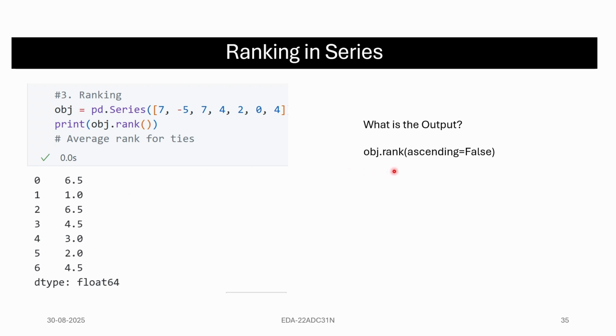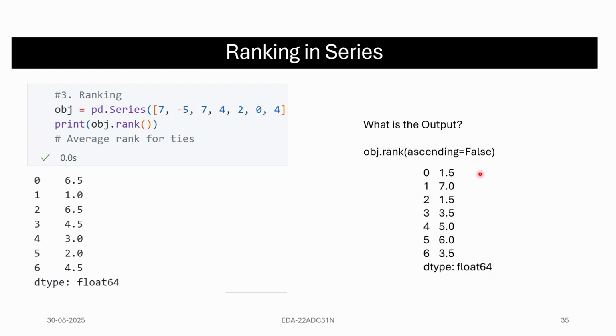If you mention ascending equal to false, the elements are considered in descending order for giving the rank. So you can try passing the parameter ascending equal to false and observe the output. You can also try mentioning different methods of assigning the ranks, method equal to minimum, method equal to maximum, and observe the outputs.